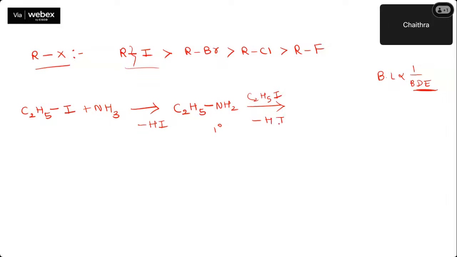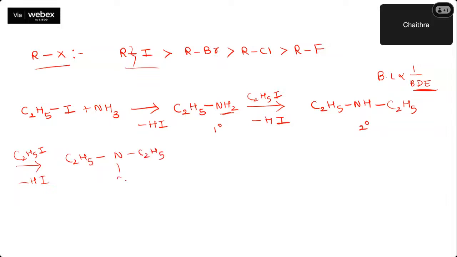Next, again on the arrow mark I will take C2H5I. Once again remove HI. What is the product I'll get? C2H5, NH. This side I have already removed, so attach C2H5. What kind of amine is this? Secondary amine. Once again on the arrow mark you take C2H5I, remove HI, and you get (C2H5)3N. Nomenclature is also important. This is ethylamine, this is diethylamine, this is triethylamine.